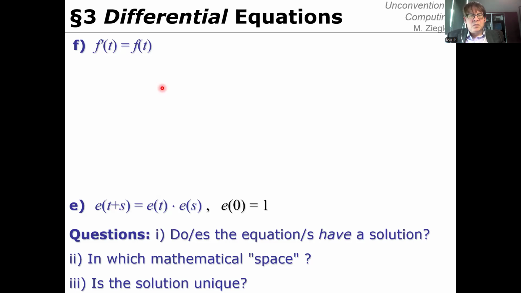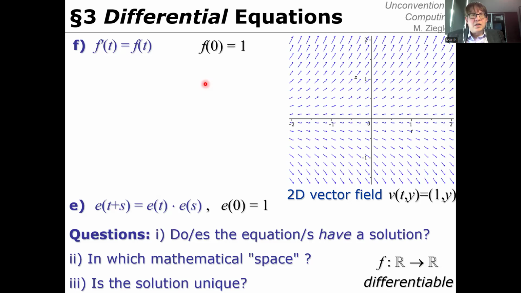Next question, third question actually: is the solution unique? Well, 3 times the exponential function also has this property. 7 times the exponential function also has this property. What did we do last time when we had several solutions to an equation? We would add an additional condition.